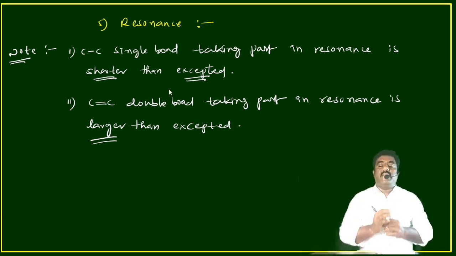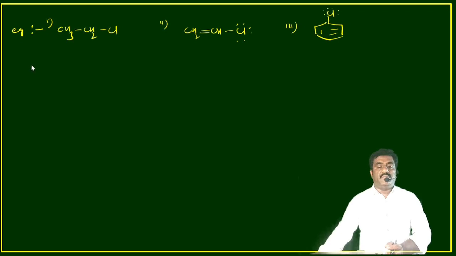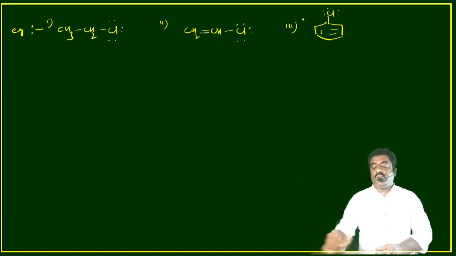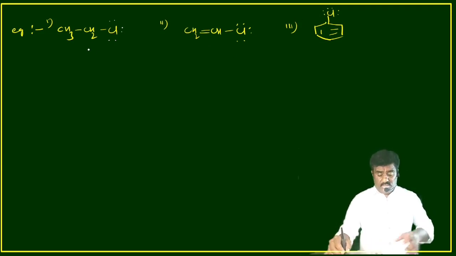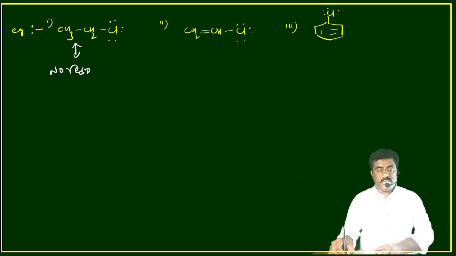Have a look at an example for resonance. I am taking CH3CH2Cl, CH2=CHCl, and chlorobenzene. Is resonance possible in the first one? It has a lone pair and sigma bonds, so there is no resonance structure.